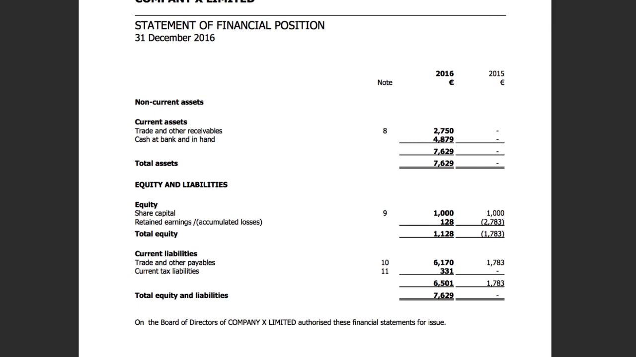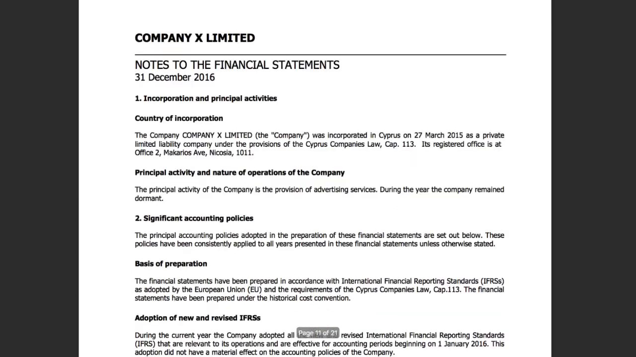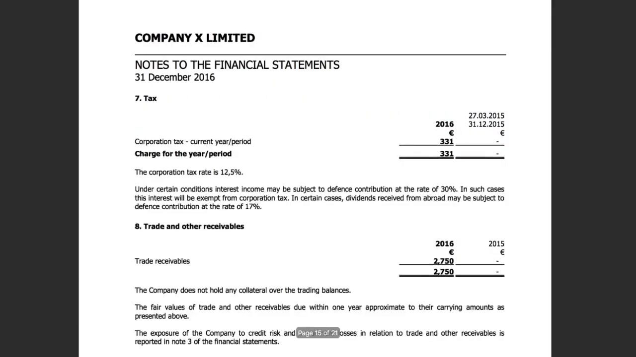What does it mean? It means that at the year end, on the 31st of December 2016, this company, X Limited, had almost 5,000 euros sitting in its bank. It also had 2,750 euros due to the company by its debtors. If we want to see an analysis of this amount, there is a note, and we need to go to that note to see what is going on with the debtors. Here is a note, there isn't much information, it just mentioned trade receivables, so we know for a fact that this amount of 2,750 is not other receivables but trade receivables.